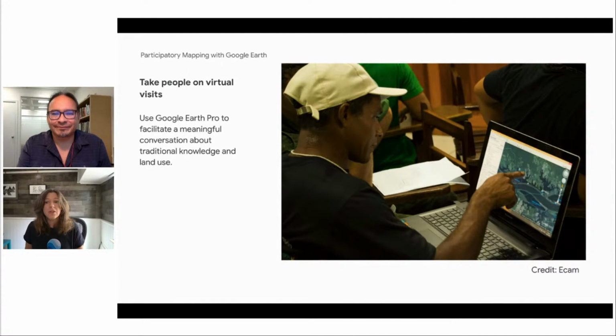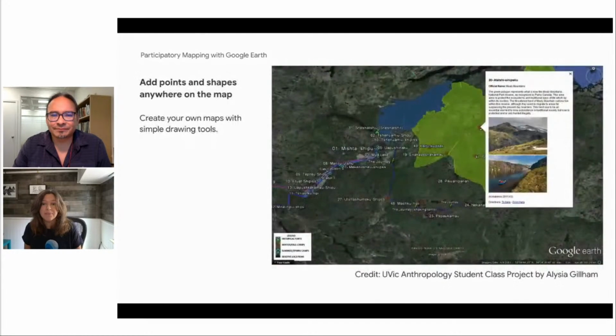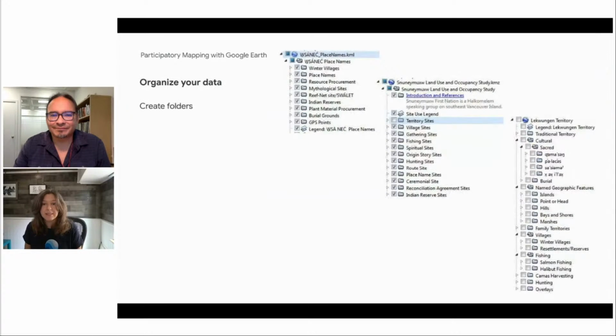So using Google Earth, you can take anyone on a virtual visit to any place on the planet, fly above the landscape, zooming in and out and tilting and panning the globe. And this can help facilitate your interviews with knowledge holders and help them easily identify sites of environmental or cultural significance that they have used out on the land. You can then record those places that they've identified by drawing on the map using points, lines, and polygons. And then you can add notes and images to those places.